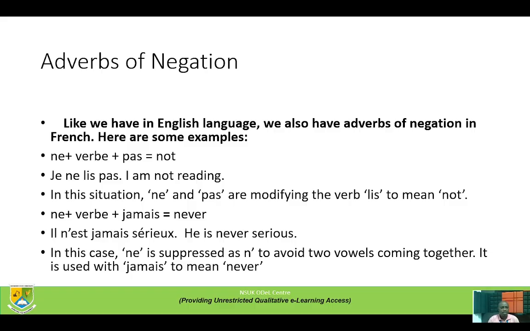In this situation, ne and pas are modifying the verb lis to mean not. Ne plus verb plus jamais means never. Il n'est jamais sérieux. He is never serious. In this case, ne is shortened to n apostrophe to avoid two vowels coming together. It is used with jamais to mean never.